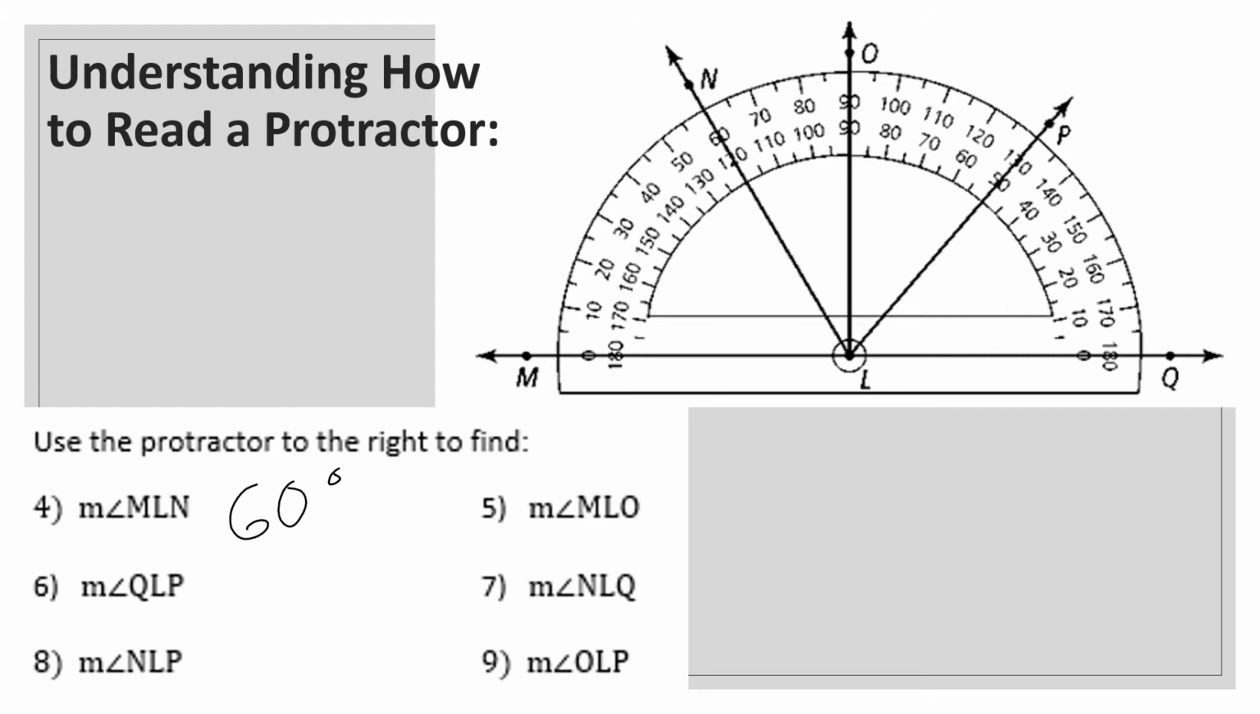For number 5, we have the measure of angle MLO. Okay, we're starting at 0 on the left, and then we are moving all the way to the right to 90 degrees. If you guys have any questions, make sure to ask.